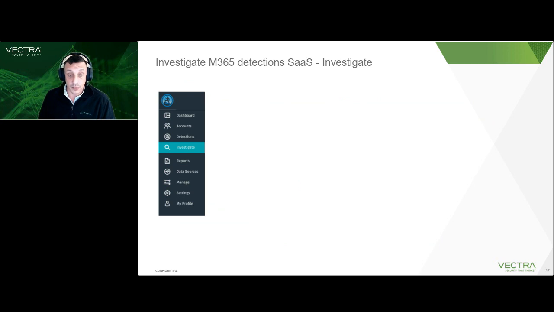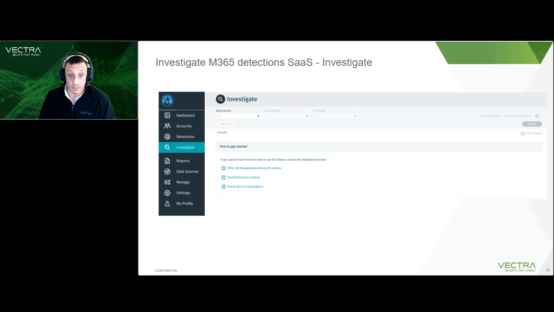Now, I'm going to introduce you to another function within the SaaS platform, and this is the Investigate page. Now, the Investigate page can be found on the left-hand tabs, again, within the SaaS platform. Once selected, we're then presented with an Investigate page.